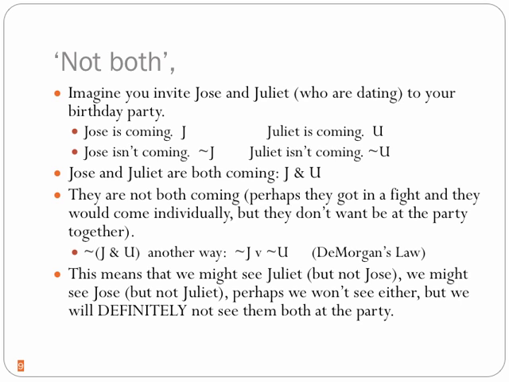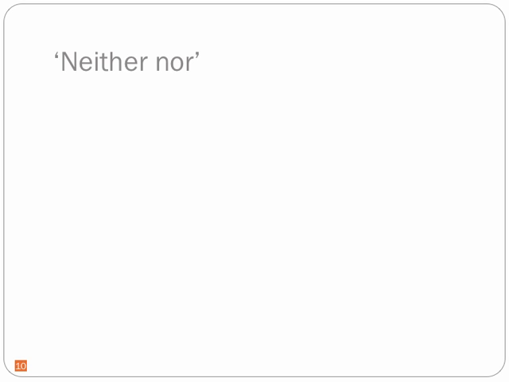All right, here's another statement that's common: neither nor. So let's continue with our Jose and Juliet example. Maybe Juliet and Jose decided the fairest thing would be for neither of them to go. So the statement is neither Jose nor Juliet will be at the party. Here's how we would properly symbolize that.